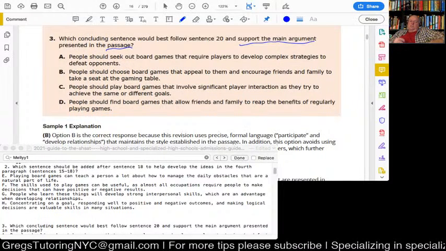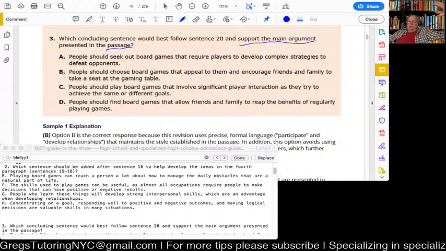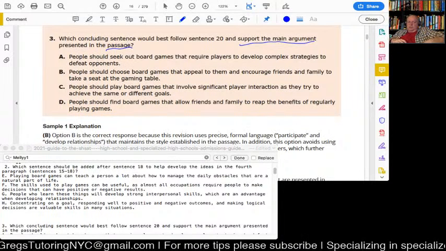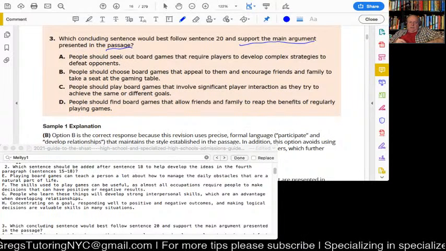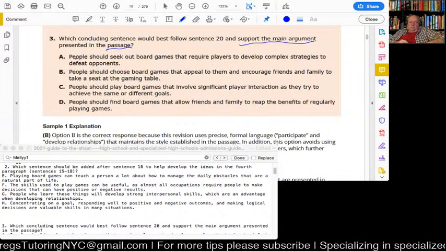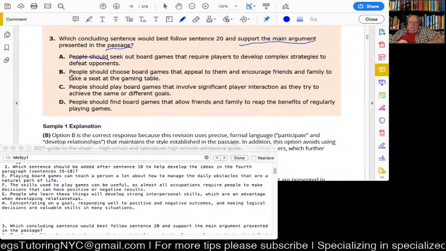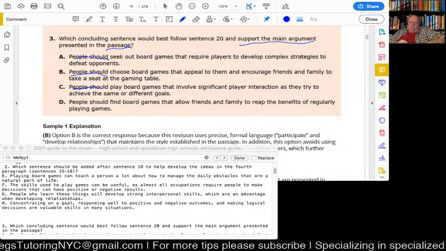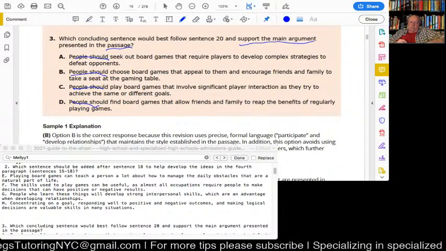So this has a super reason. It's applying to everything there, okay? So I'm going to notice a pattern here. It's people should, people should, people should, people should. So what should they do?